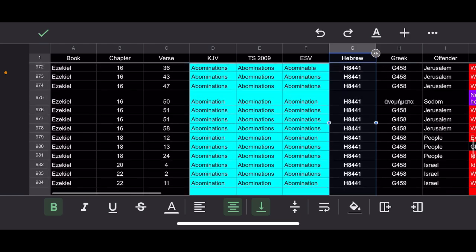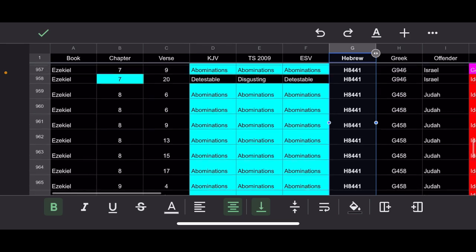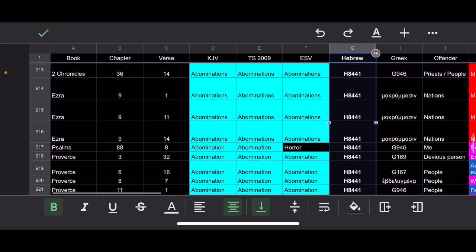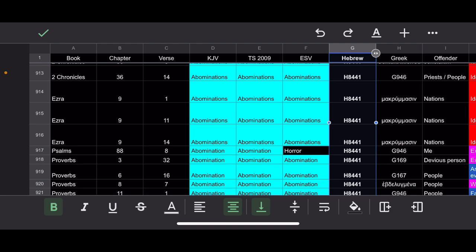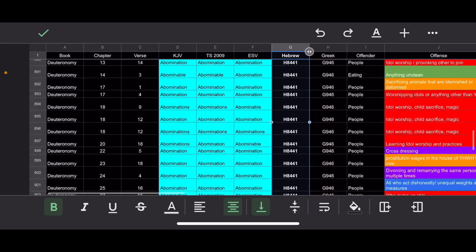Here's one, probably the most common one that you'll see called an abomination, H8441. That is the outright most common use abomination word in King James, ESV, and the scriptures. Just a lot of these references that you'll find there. It makes life really easy when we want to know, okay, hey, we have an H8441. It's being used in these contexts.